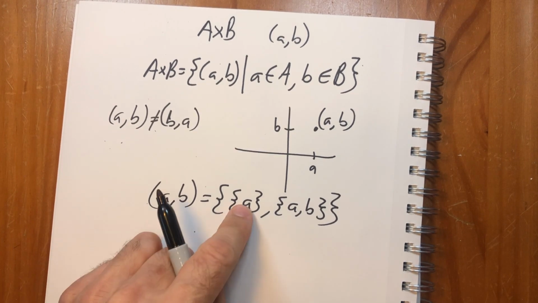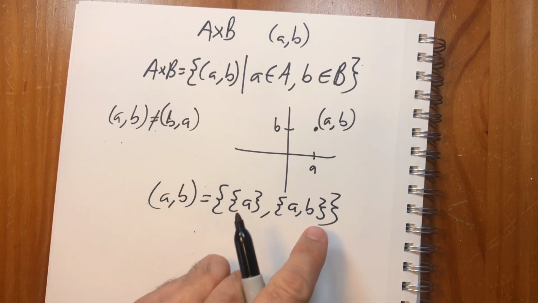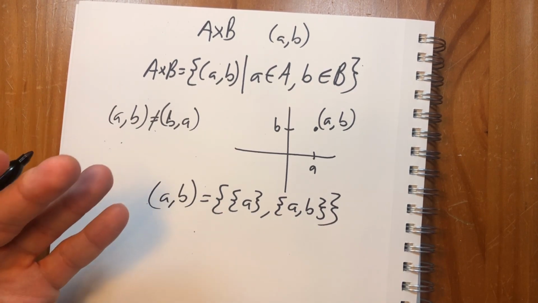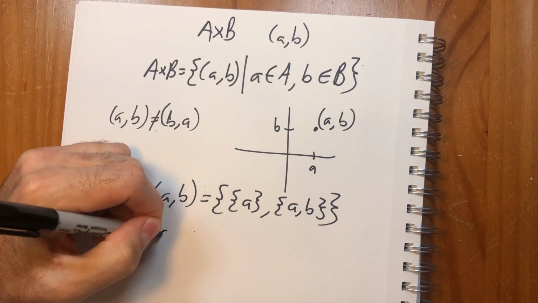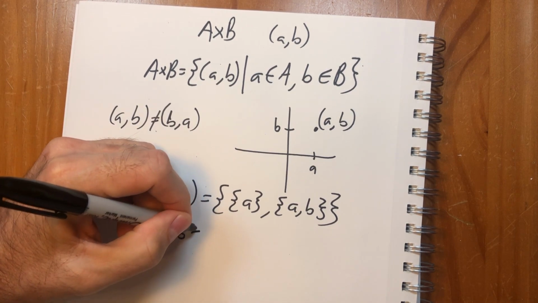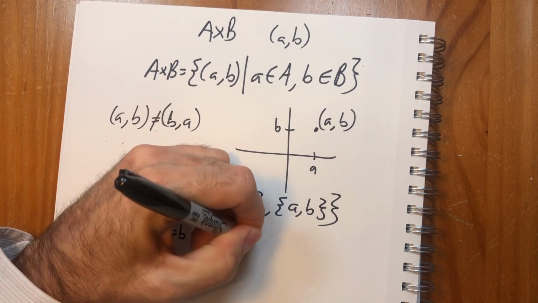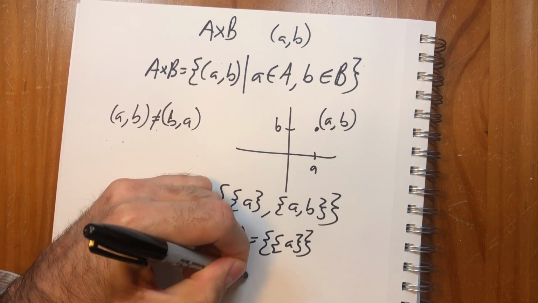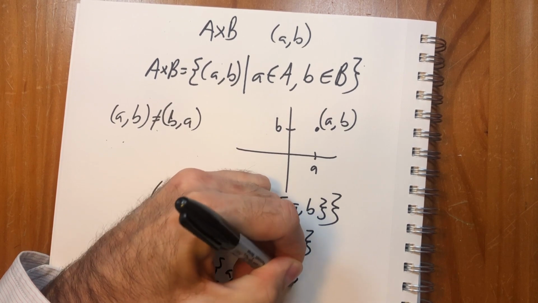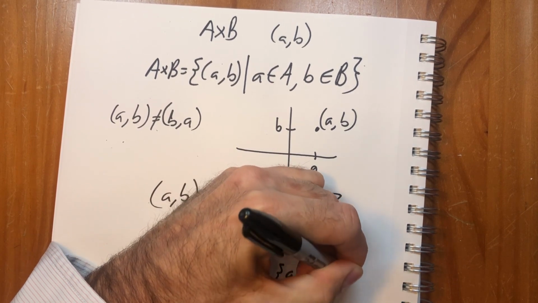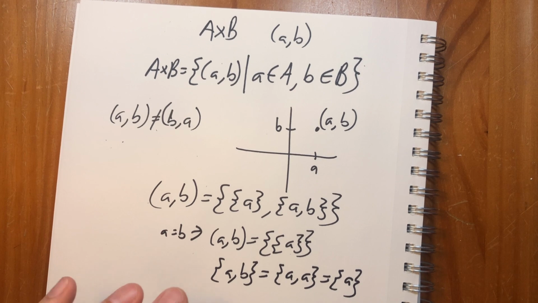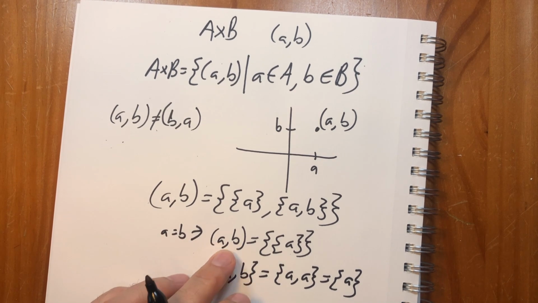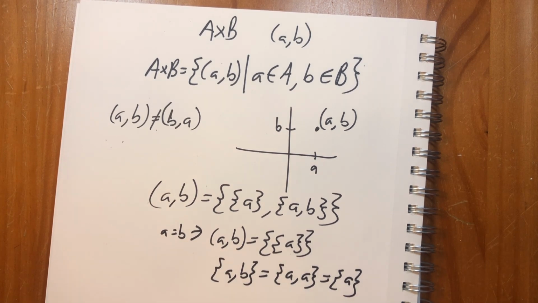We can't say that this is the first set in this collection and this is the second set in this collection. And then if A equals B, then the ordered pair AB is the collection containing only one set with the element A, because then AB equals AA equals A. So the first coordinate and the second coordinate both equal the element in this single set. So this is a clever solution to the problem.